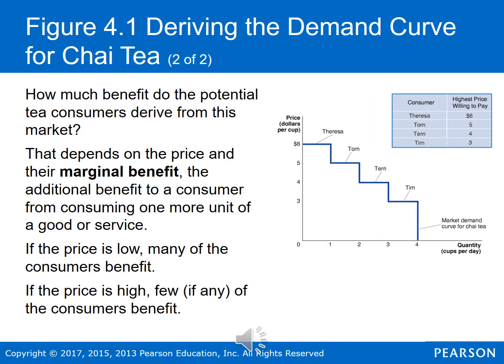So how much benefit do these potential tea consumers actually derive from this market? We can figure this out by using the marginal benefit. So we'll look at the price and compare that to the marginal benefit. The marginal benefit being the additional benefit to a consumer from consuming 1 more unit of a good or service. Remember, the word marginal, what we use in economics, means the next unit. So if the price is low relative to the consumer's willingness to pay, many of the consumers are going to benefit. And if the price is high, few, if any, of the consumers are going to derive this benefit from these market transactions.